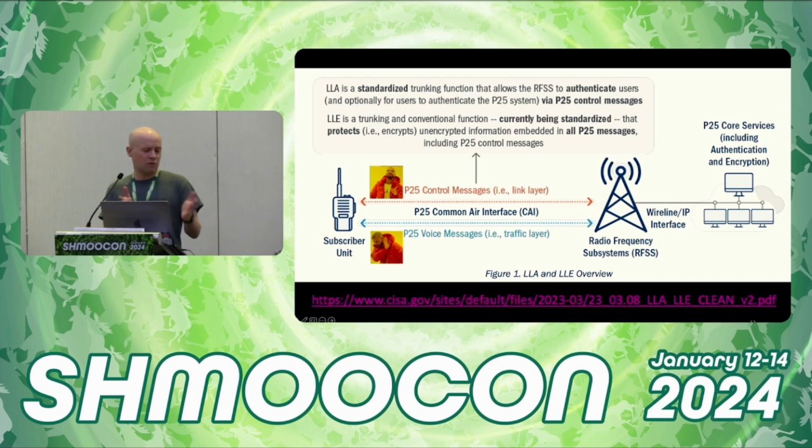This is a broad system. It has both wireline and over-the-air interfaces. The interface we're really focusing on is called the common air interface, and that's between the tower and the handset, the subscriber unit. And there are 2 different types of traffic that go on over that.